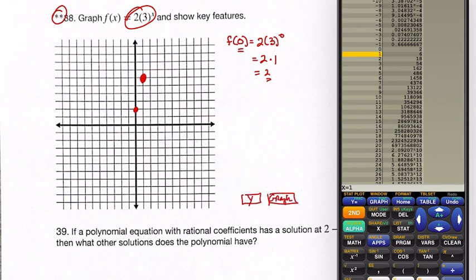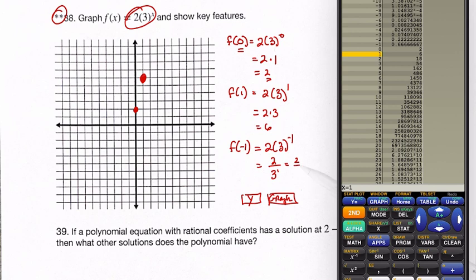All right, then I would plug in my 1, but I already know the answer to 1, but let's just see why it gives me a 6. 2 times 3 to the first power, that's 2 times 3, because 3 to the first is 3, that's 6. There's that 1, 6. There we go. I know the 2 gives me 16, I can see that on my table. Let's see what negative 1 gives me. You can see on my table it's that fraction, 0.666. 2 times 3 to the negative 1, which would be 2 over 3 to the positive 1, and that's just 2/3. So at negative 1, I'm at 2/3, which is right about there on my graph.